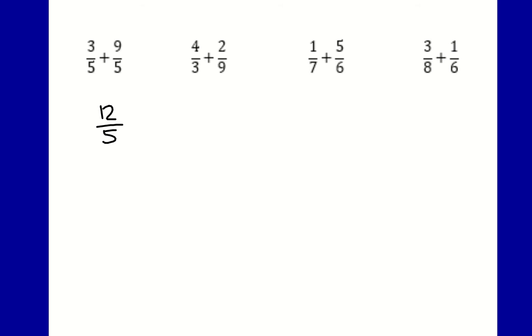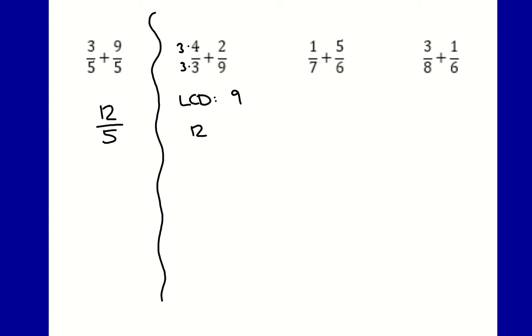In example 2 here, the 3 and the 9 are not a common denominator, but 9 is a multiple of 3, so I would notice that the least common denominator is 9, and I would multiply this first fraction by 1 in the form of 3 over 3, creating 12/9 plus 2/9, which then would add to 14/9. So I had to multiply one of the fractions by something, but not the other one, in order to get a common denominator.